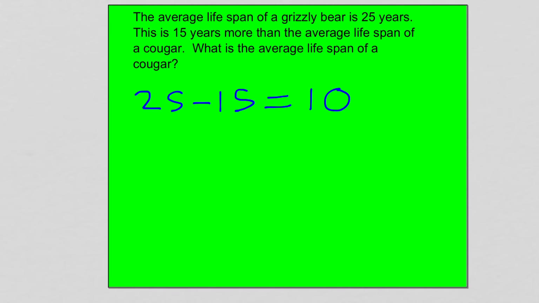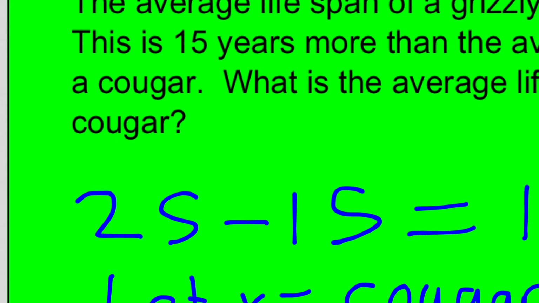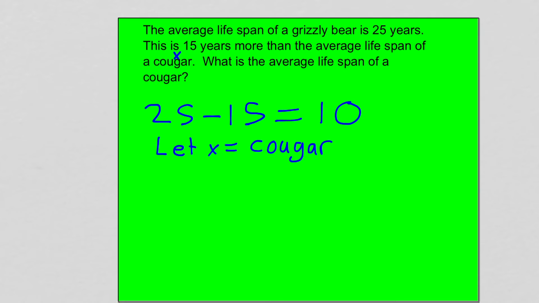So we're going to try to create some algebraic math equations out of these situations. Now, if you go back to the first problem, the unknown piece of information here is the average lifespan of a cougar. So we could say let x equal the cougar. And then anywhere in the problem where you see cougar, that's going to mean x. Then we go back in and try to translate the English language into algebra language.